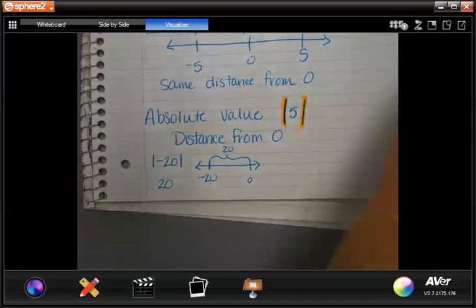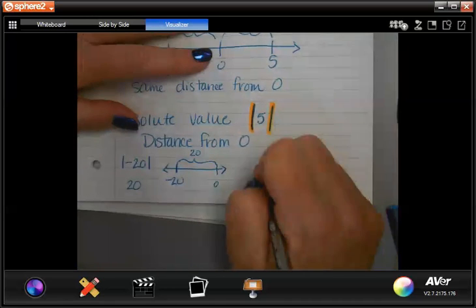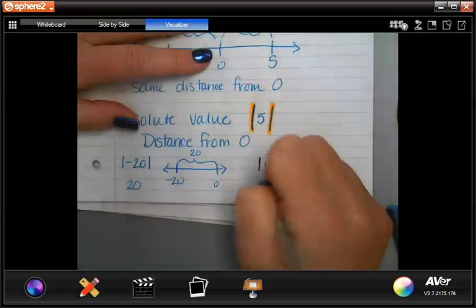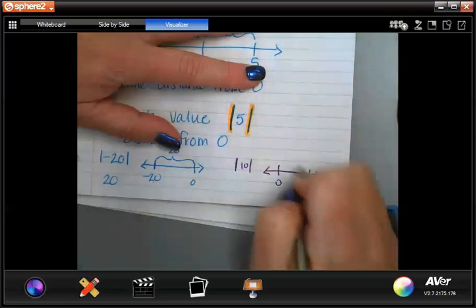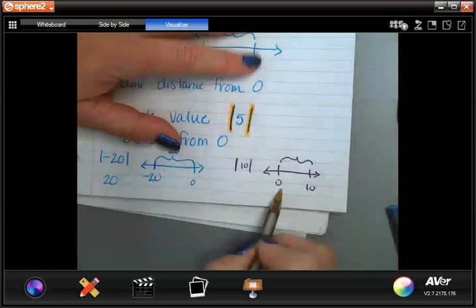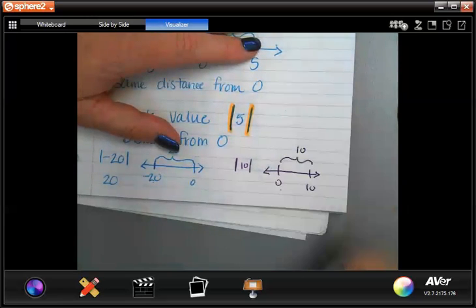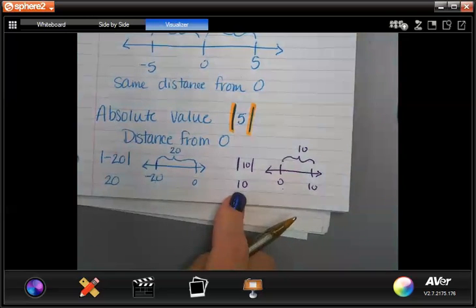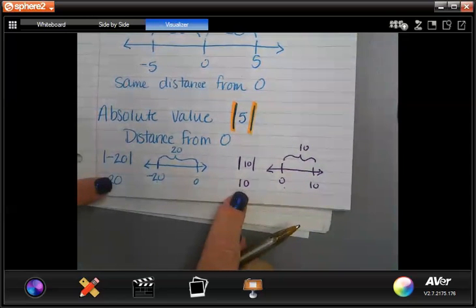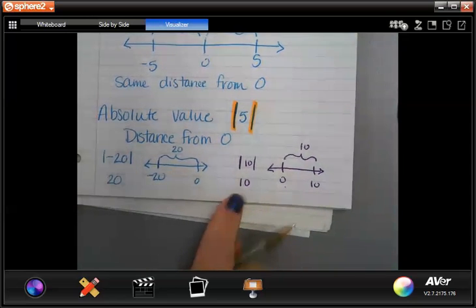If I had, what's the absolute value of 10? All right, so think of yourself on a number line. Here's 0, here's 10. How many units away from 0 is 10? 10 units. So the absolute value of 10 is 10. FYI, key indicator really, really fast: when you're dealing with absolute value, your answers will always be positive, just to let you guys know that, okay?